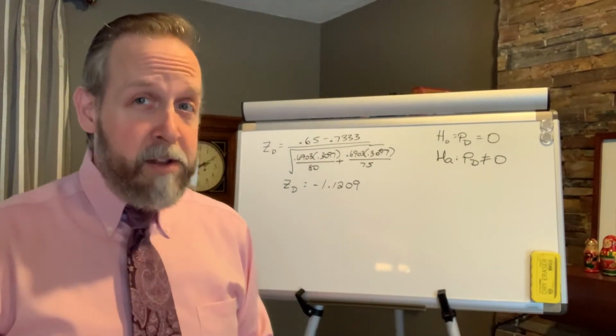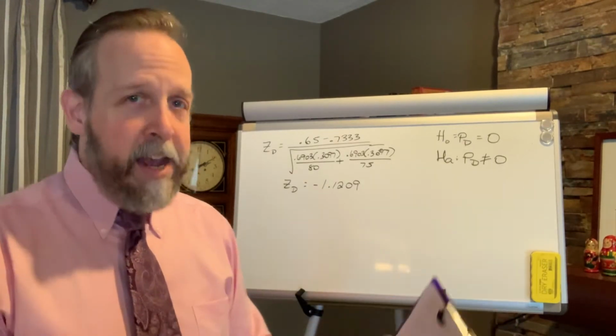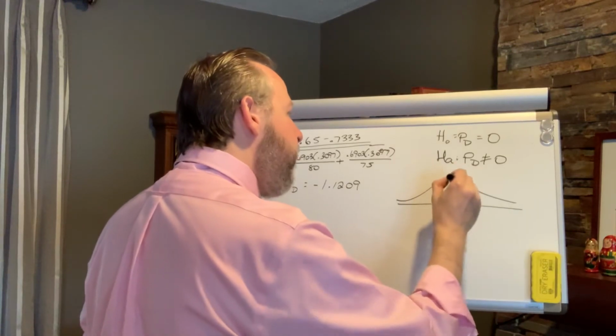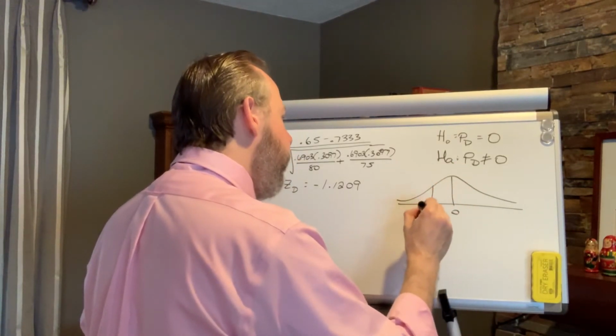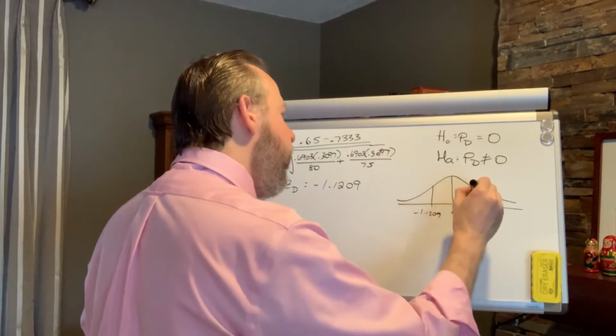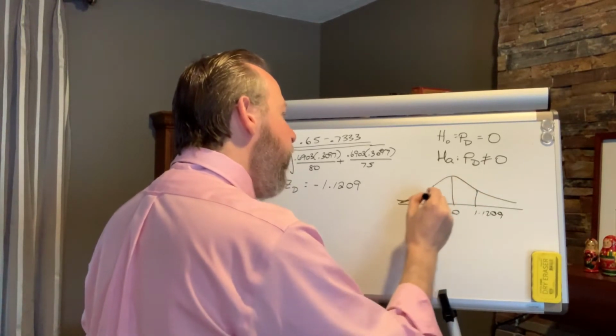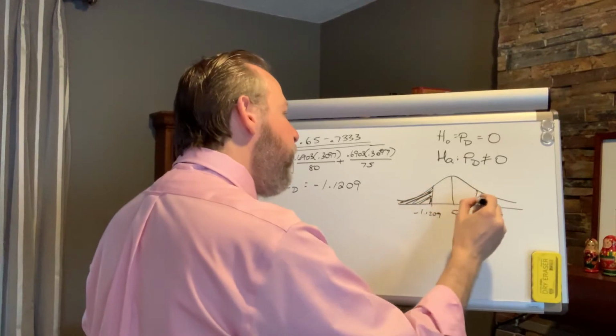We know it's a two-tailed test, so we have to use the negative and the positive. Let's draw a quick sketch. We have 0 in the middle, negative 1.1209 here, positive 1.1209 there, and with a two-tailed test, we shade both tails.